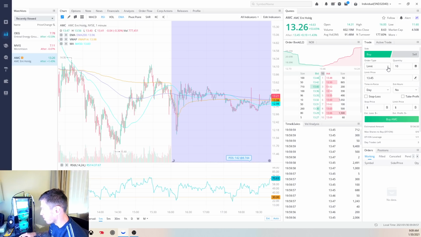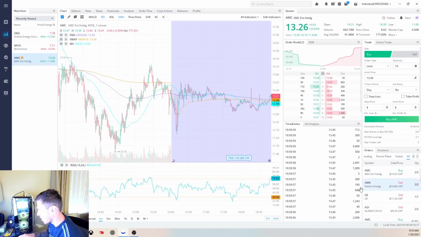So let's say that you fill a limit order for 10 shares at $13.45. Once that hits, it will come down here. It'll show you your working orders, which are the ones that are not filled, and then it'll show you your filled orders, which is down here for you, and then your canceled orders. So if you decided to cancel an order because it was not filled, that will show as well. And then pending, partial filled, failed, all. And you can see everything that you'd like to see down here.